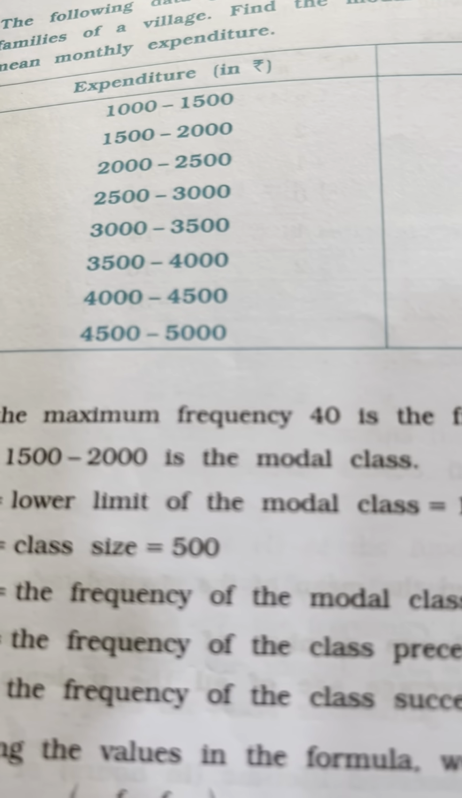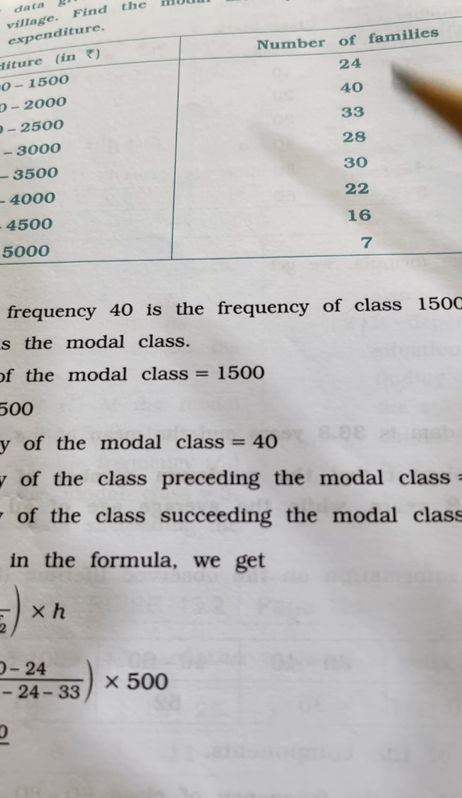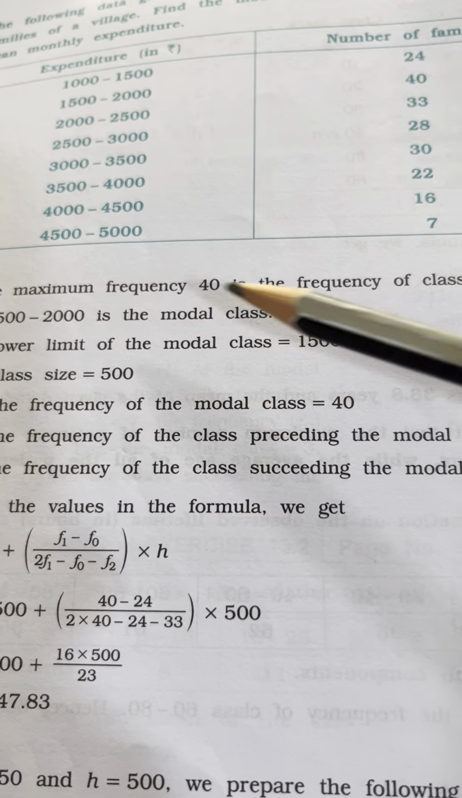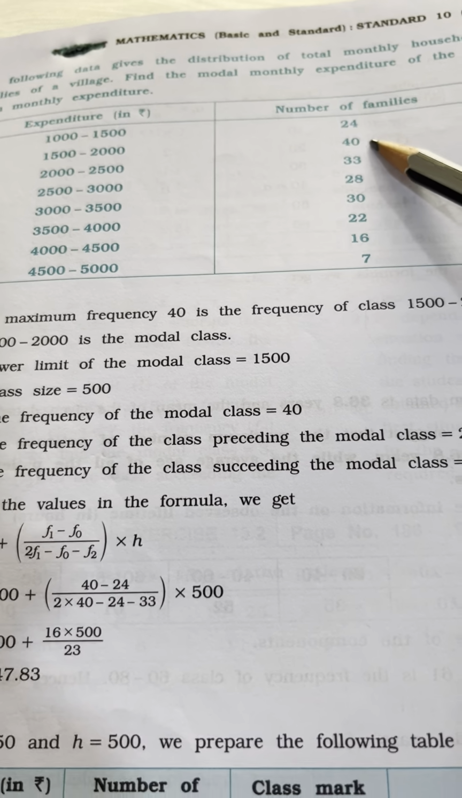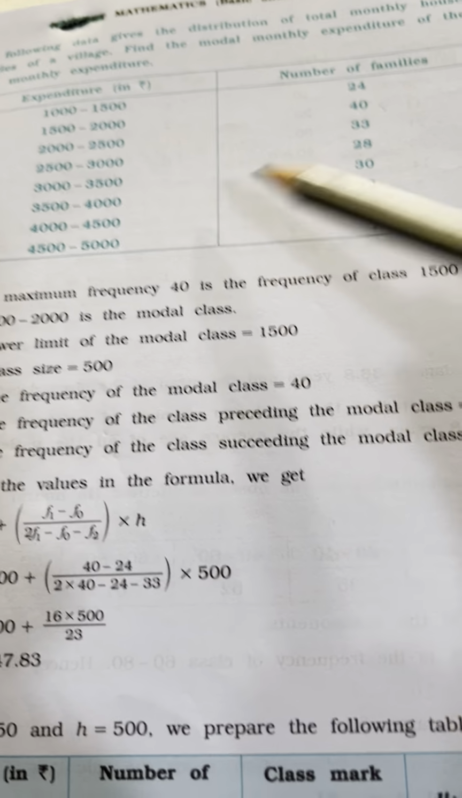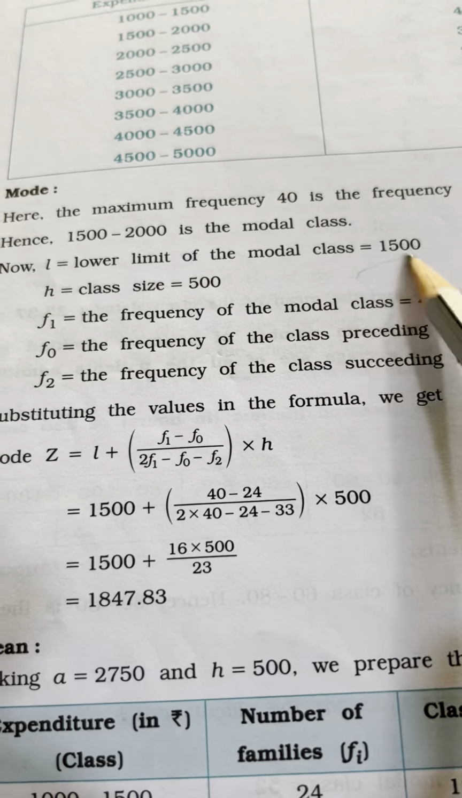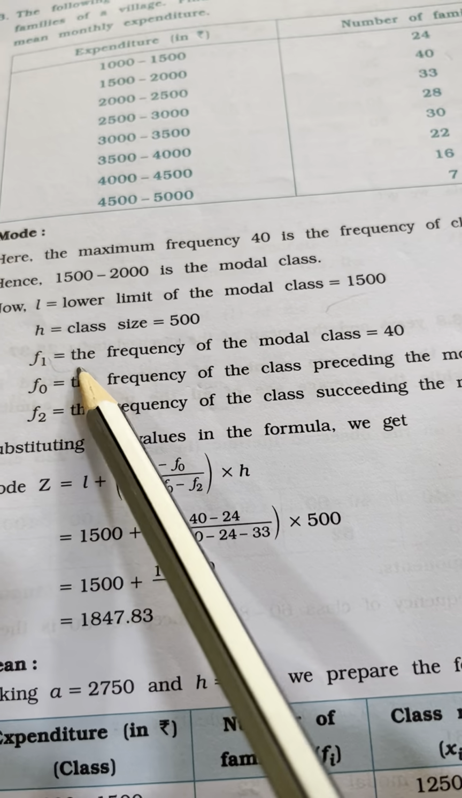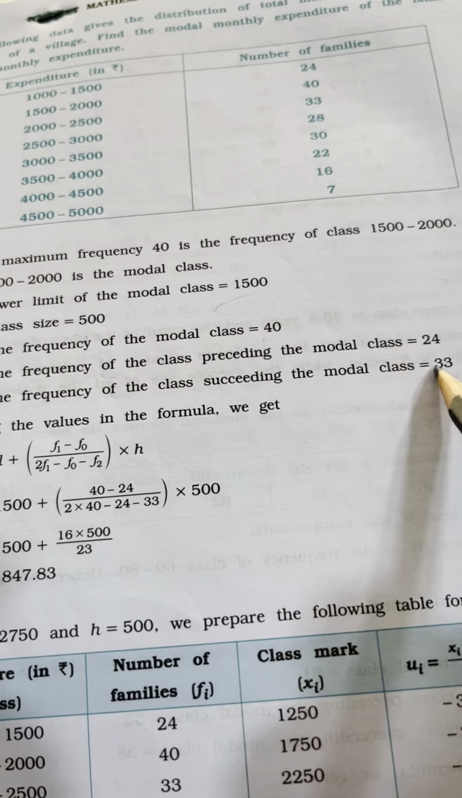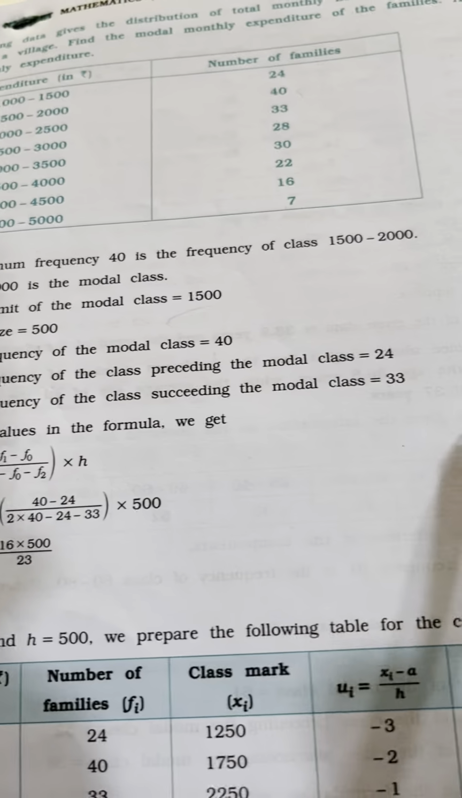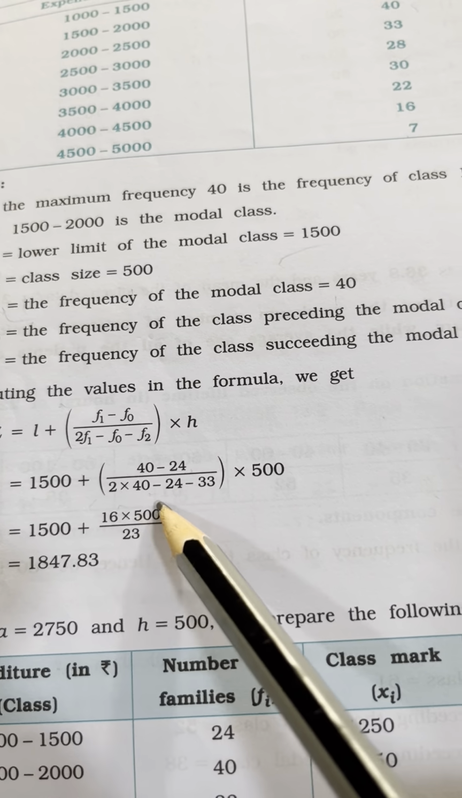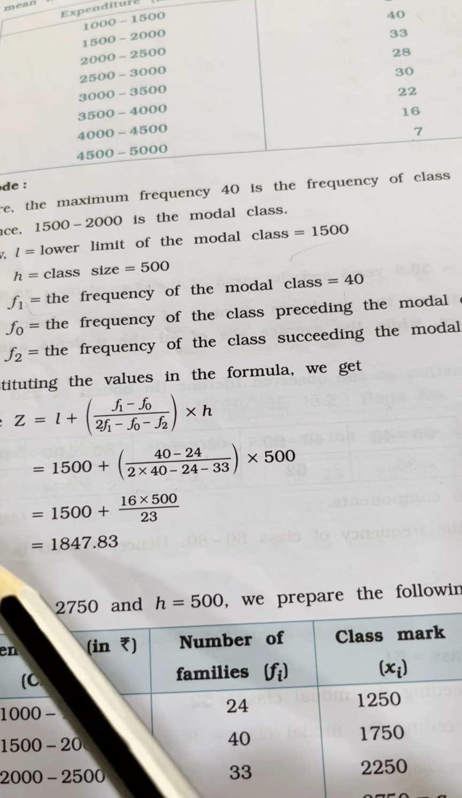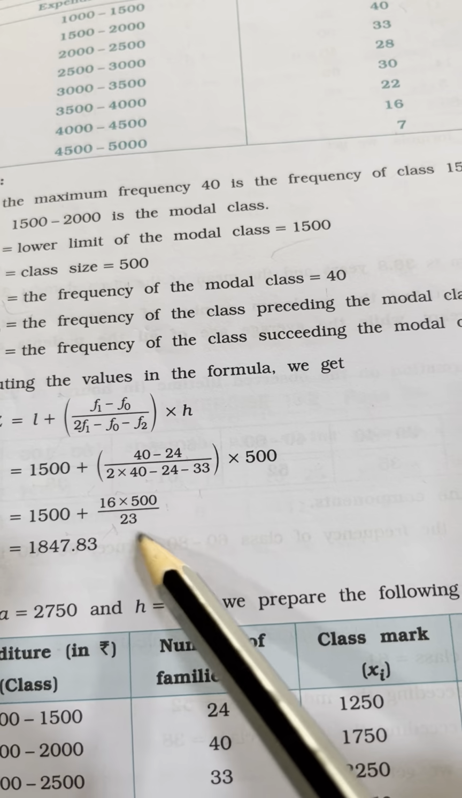Now we go to the third one. We have to find out the mode. Let's see and tell me: 40. Yes, the class is 1500 to 2000. So what will L be? 1500, size 500, F1 is 40, F0 from the table is 24, F2 is 33. Put the values: 1500 plus 40 minus 24 upon 2 into 40 minus 24 minus 33, into 500. 1500 plus 16 into 500 upon 23 gives you 1847.83.